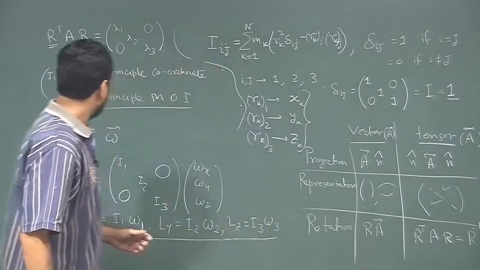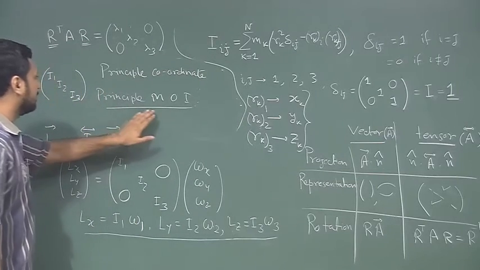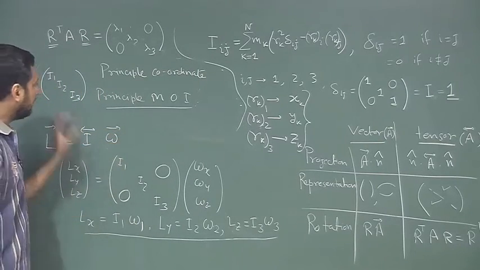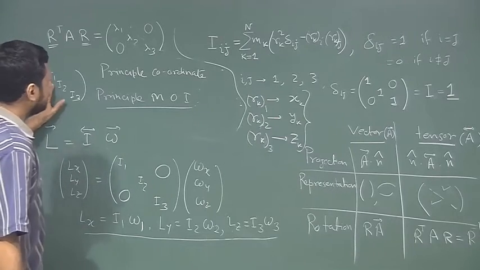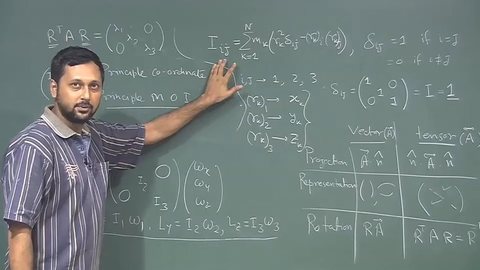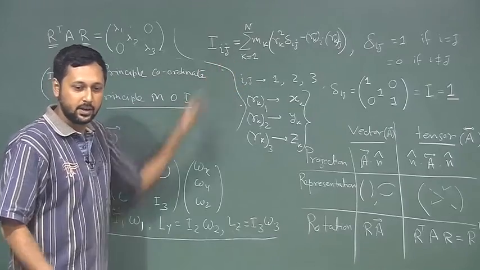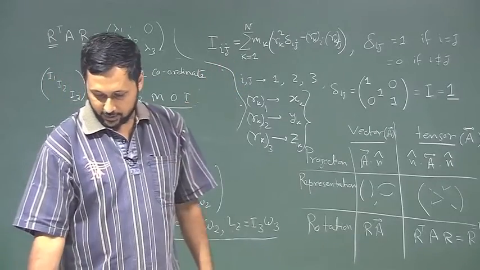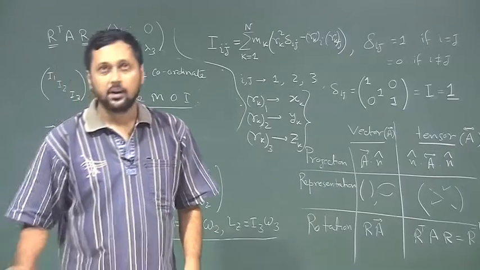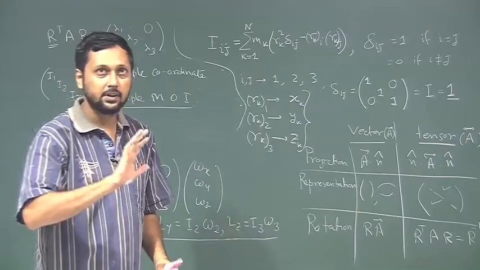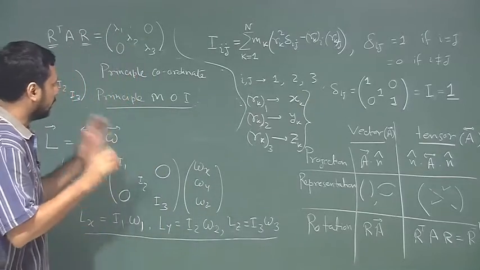So, we are back here and we are discussing principal moments of inertia. Principal moments of inertia essentially are the eigenvalues of this particular tensorial representation of moments of inertia. So, what are the advantages of finding out principal moments of inertia? We will see later, but before that we will just keep it in mind.